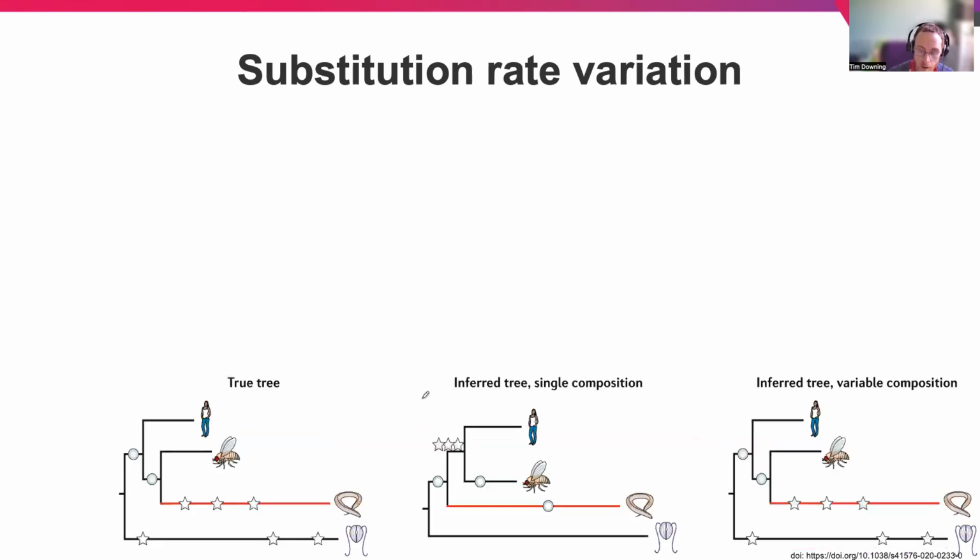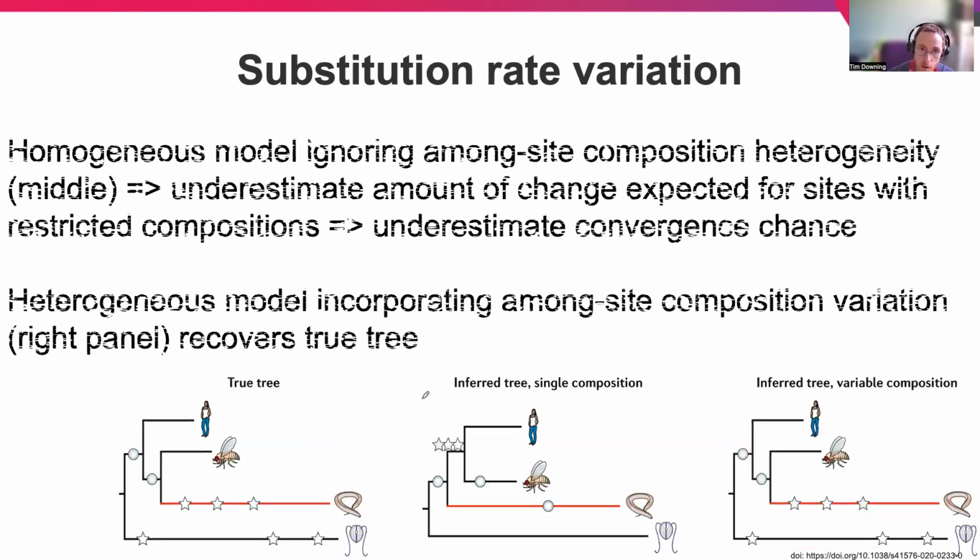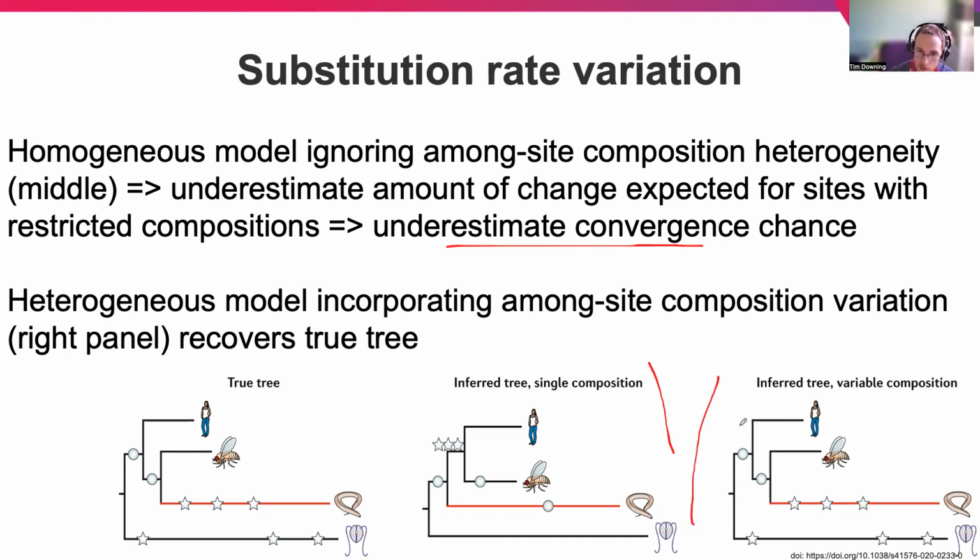So if we have a homogeneous model ignoring site composition heterogeneity, such as this one, we underestimate the change expected for regions with restricted compositions, and this underestimates the chances of convergent changes. Heterogeneous site models allowing this site composition variation are more likely to get the true tree.